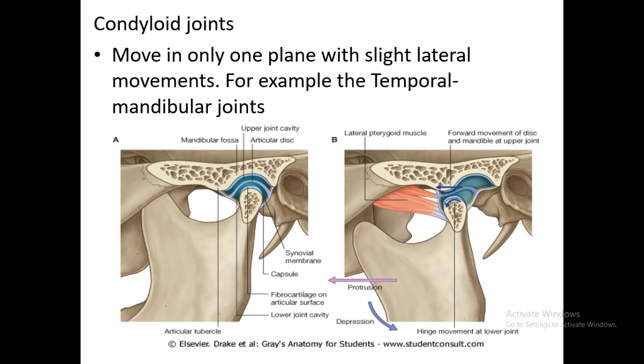In illustration B, you find the lateral pterygoid muscle located underneath, and then the forward movement of the disc of the mandible at the upper joint. This is the hinge joint at the lower joint. So these move in only one plane with slight lateral movement. In other words, these are examples. You find the temporomandibular joints on the jaws.